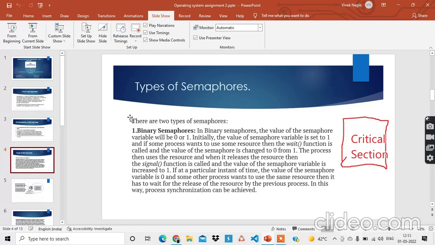Semaphores are of two types: binary semaphores and counting semaphores. In binary semaphores, the value of the semaphore integer variable is either 0 or 1. When a process wants to enter the critical section and the value of the semaphore is 0, it does not enter the critical section. When the value is 1, it enters the critical section and executes its task by accessing resources.